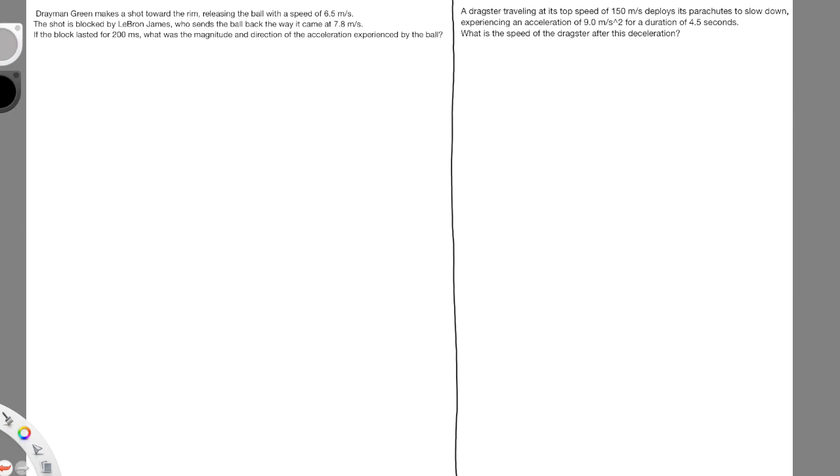Alright, as promised, I have some example acceleration problems for you guys. We have two of them here. We're going to work through both of them and explain the whole process, and hopefully this will help you guys with your homework and with doing this kind of problem in the future.